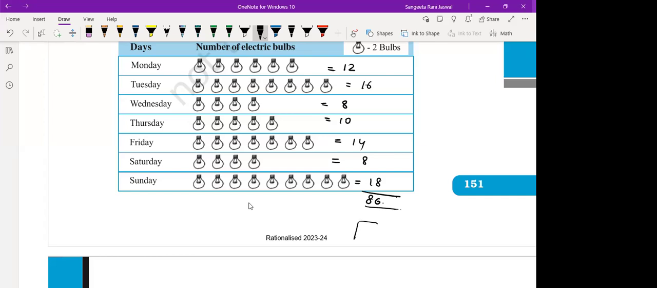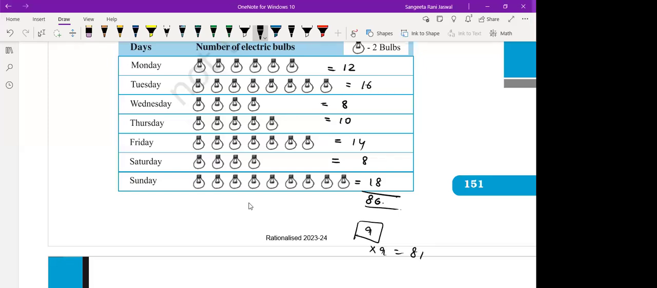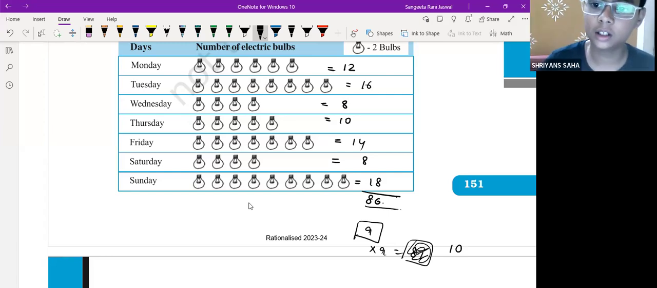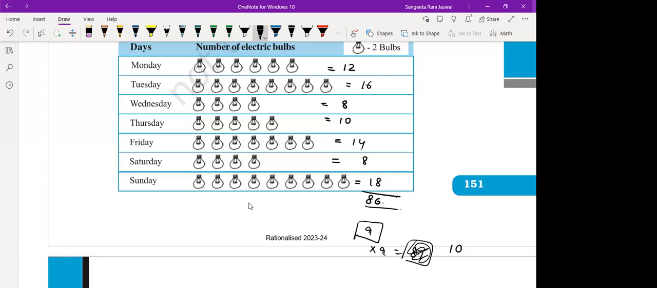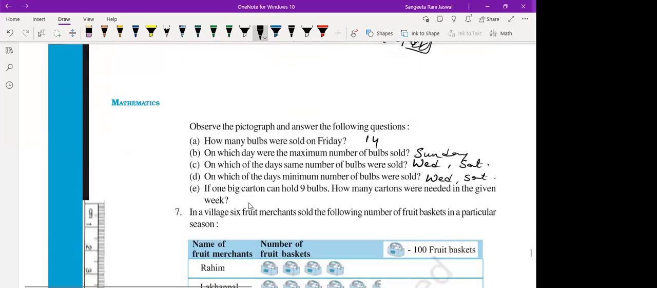So, it's saying that one carton can hold 9 bulbs. So, how many cartons are required? See, if I take 9 into 9, that will be 81. So 9 complete cartons, and one more, so you can say 10 cartons were needed. You understood, no? In one carton, 9 bulbs can be accommodated. So 10 cartons are needed.